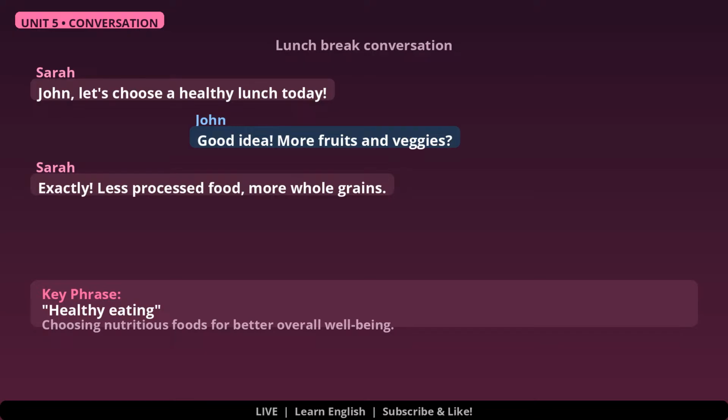Conversation time. Situation, lunch break conversation. Sarah says, John, let's choose a healthy lunch today. John says, good idea. More fruits and veggies. Sarah says, exactly. Less processed food, more whole grains.